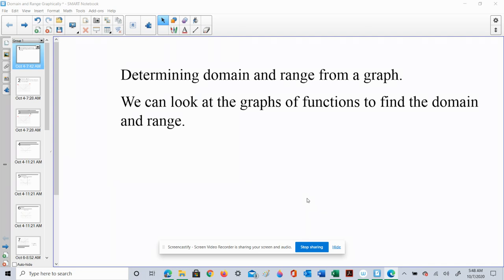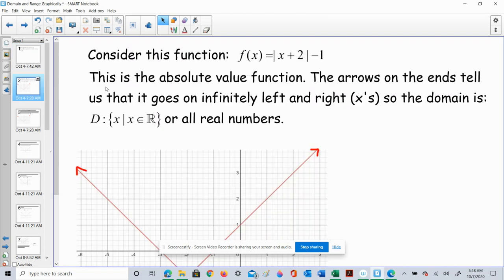We're going to have to move on. We've done domain and range from equations, so we're going to have to look at them from graphs as well. This is pretty easy to look at. Let's look at this function. F of x equals absolute value of x plus 2 minus 1.